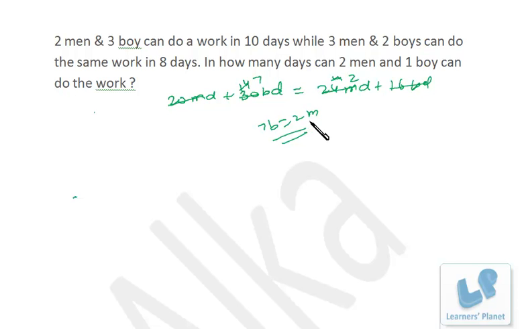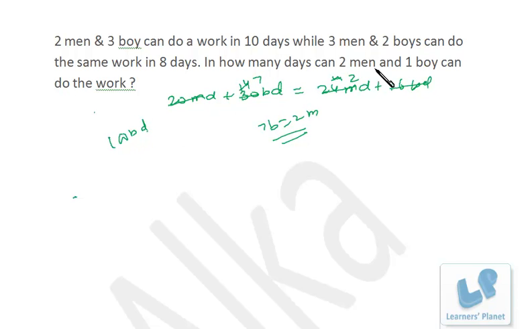Now 7 boys is equal to 2 men. Here we can say 2 men and 3 boys can do the work. That means 2 men is equal to 7 boys. 7 boys plus 3 boys, 10 boys. 10 boys can do the work in 10 days. That means the work is of 100 boy days, right? The total work is of 100 boy days.